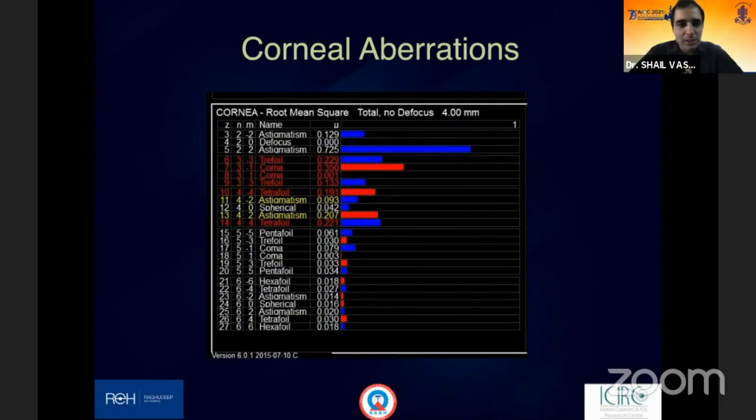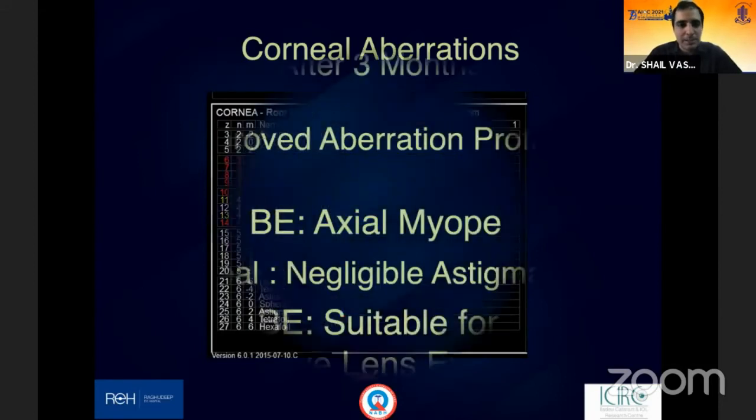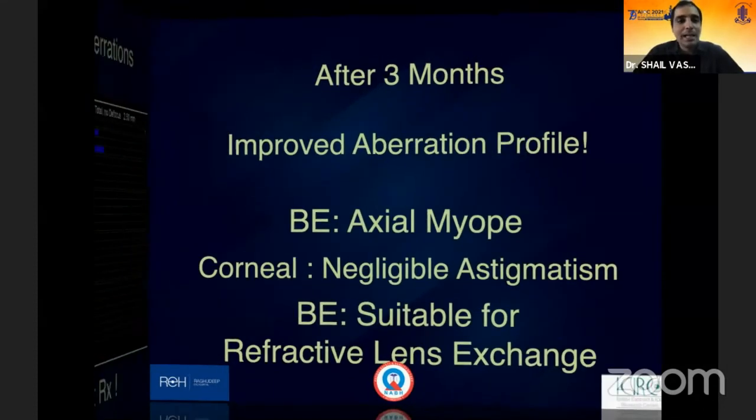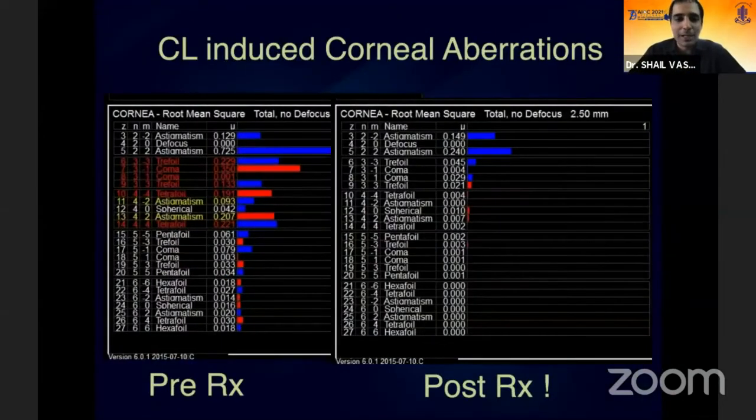This is the corneal aberration profile of the patient without any treatment. And we told her that we need to treat your ocular surface first before even discussing the possibility of any form of surgery to reduce dependence on your glasses. So after 3 months, the patient improved her aberration profile. She has negligible astigmatism, and she became a candidate for refractive lens exchange.